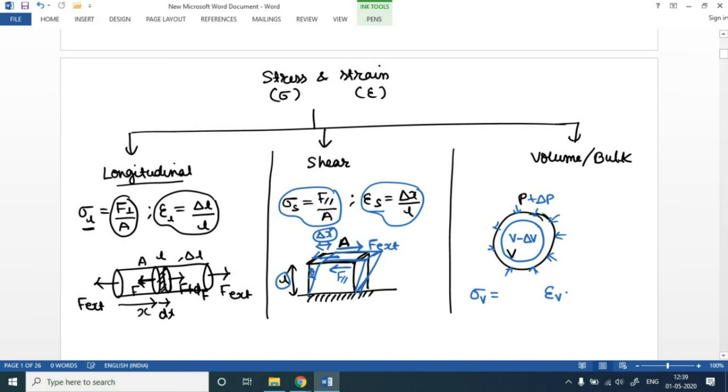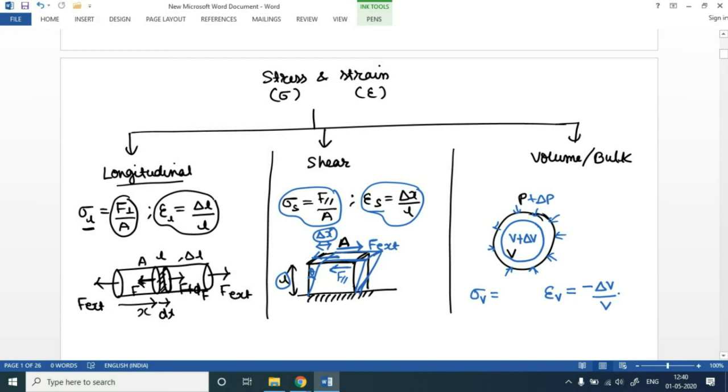In that case, we can define bulk stress sigma V, and we can define bulk strain epsilon V. So bulk strain would be simply the change in volume, minus delta V upon V. Minus sign I have used because we can clearly see that delta V is negative. If we write V plus delta V over here, delta V is a negative quantity. That is why we are using this sign over here.